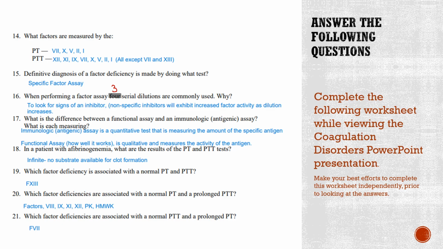Which factor deficiencies are associated with a normal PT and a prolonged PTT? Okay. So that would pretty much be all of the factors that are measured under the PTT. So we might have factor 8, 9, 11, 12, PK, but it would not include this time the factors in the common pathway because again, the PT also measures the common pathway. Which factor deficiencies are associated with a normal PTT and a prolonged PT? That would be a factor 7 deficiency.